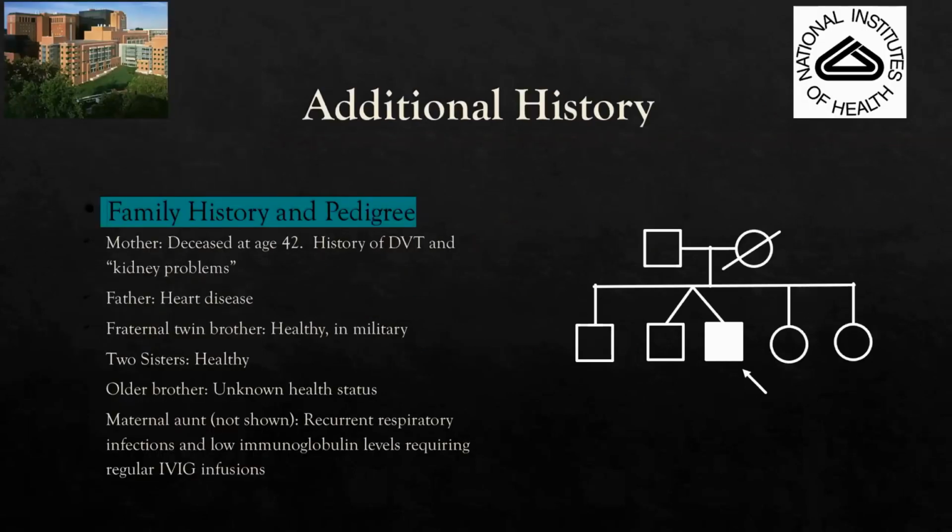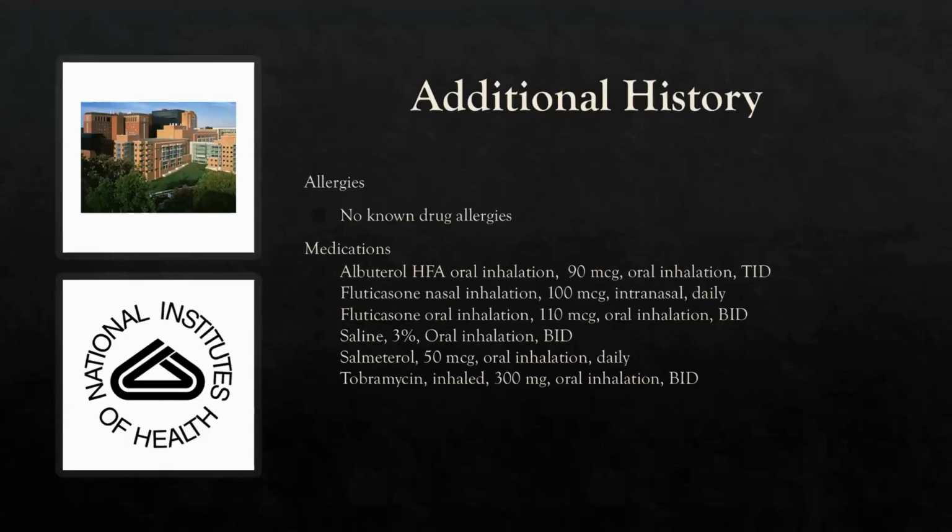In his family history, his mother had died at the age of 42 of unclear reasons, but kidney problems. His father had heart disease. His fraternal brother remained healthy and was serving in the military. He had two other sisters who were healthy and an older brother who was estranged from the family with unknown health status. Of note, his maternal aunt did have recurrent respiratory infections and low immunoglobulin levels requiring IVIG replacement.